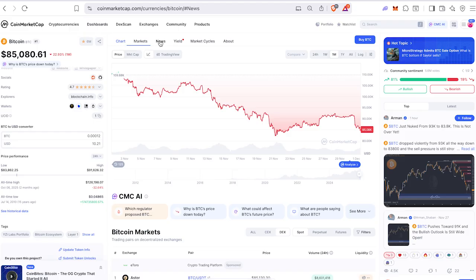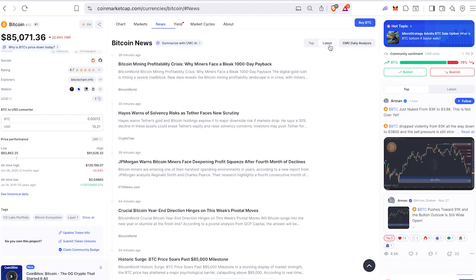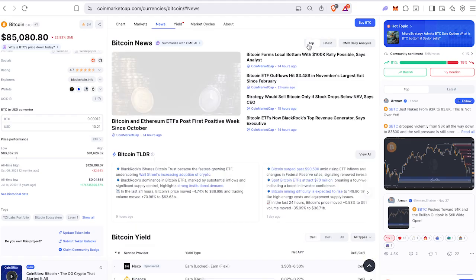Next up, we'll look into the news tab. This is pretty self-explanatory. If you're looking to see what's going on in the world of crypto or whatever specific coin you're looking at, you just come here and they'll give you all the headlines. It's usually updated pretty regularly, so you just go through here. You can sort through the top stuff or the latest stuff. You can just go here.